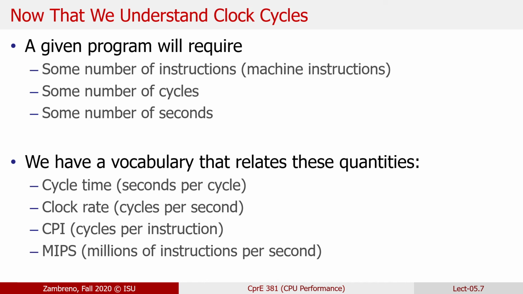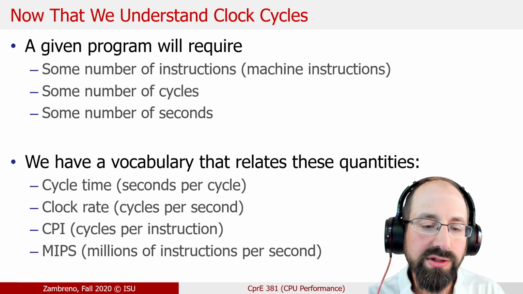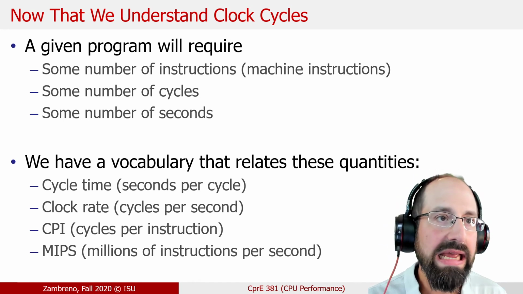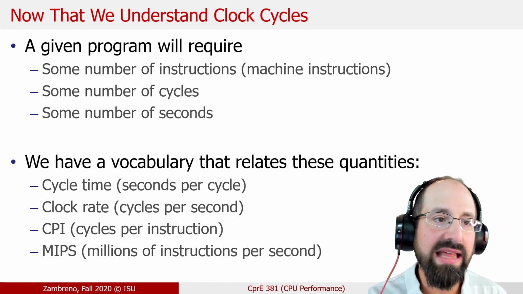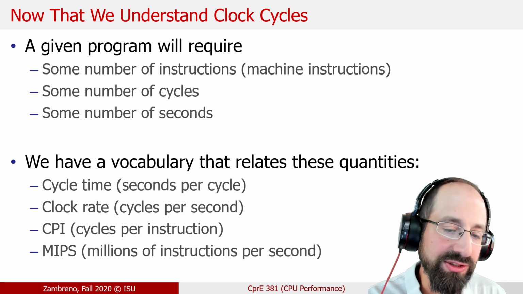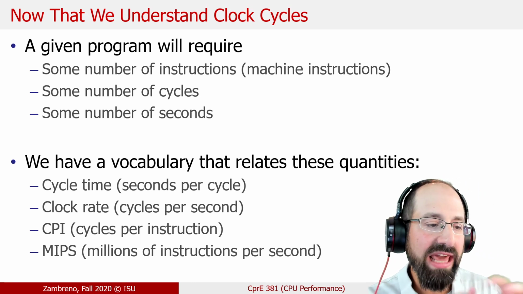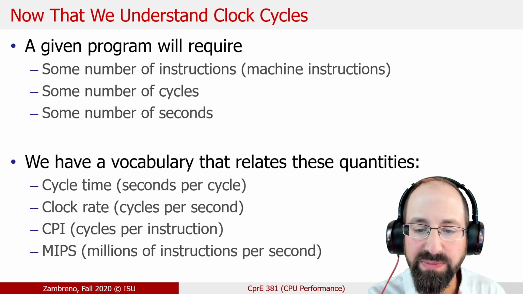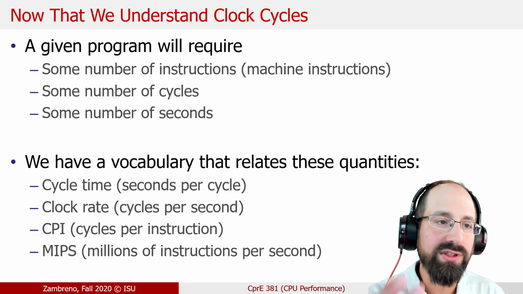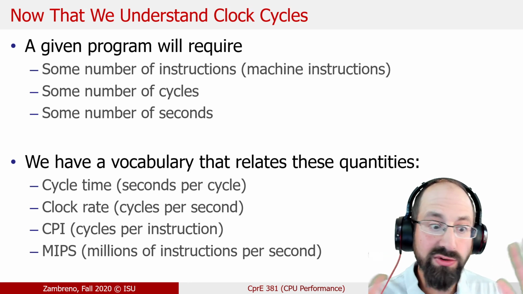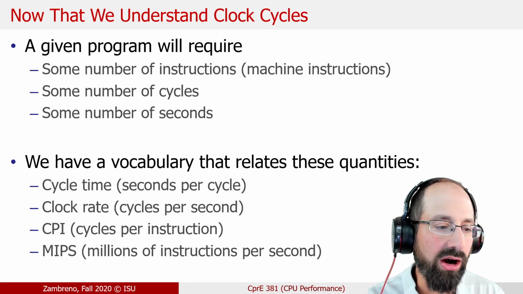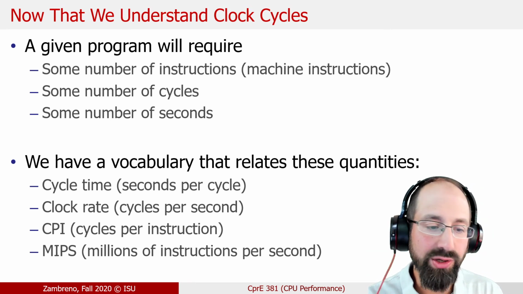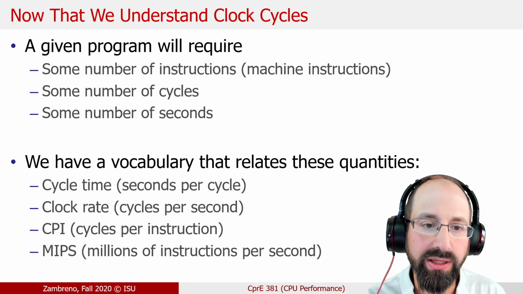A given program will require a certain number of instructions, and that's our MIPS assembly instructions, a certain number of clock cycles, and then consequently a certain amount of time associated with that. And so this vocabulary allows us to do that direct relation. We have a cycle time, which is how many seconds per cycle for execution. That's the inverse of our clock rate. And so you can think of those as two different things, but they're the same exact thing. Our 1 gigahertz is our 1 nanosecond clock. It's the same thing. You can use the terms interchangeably.